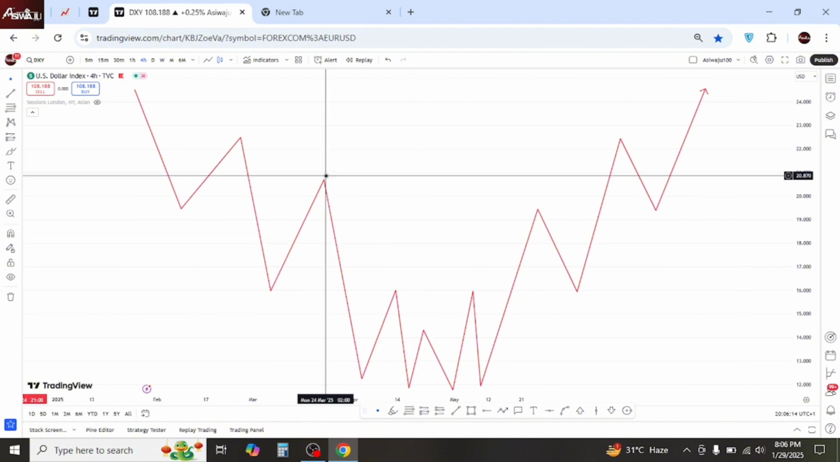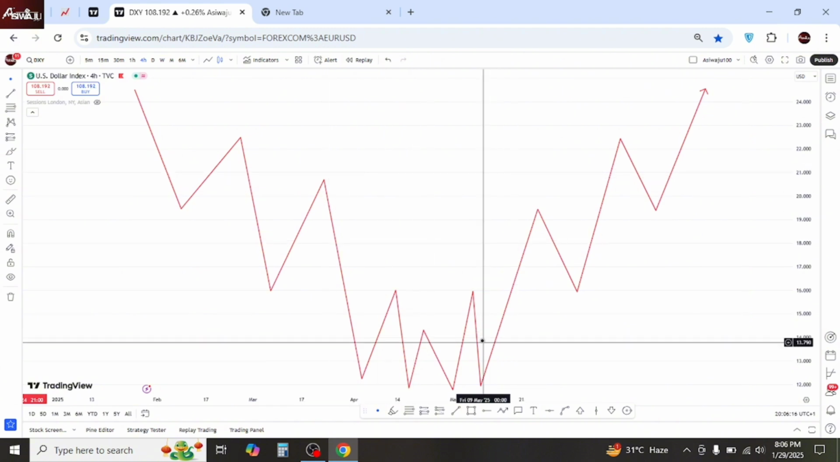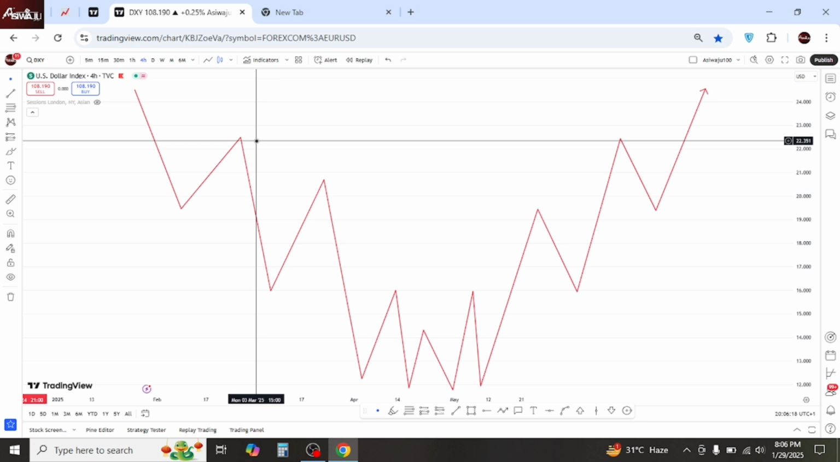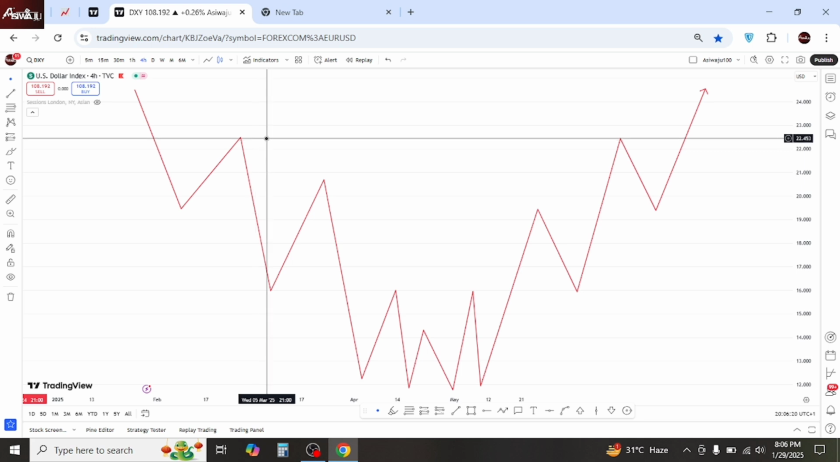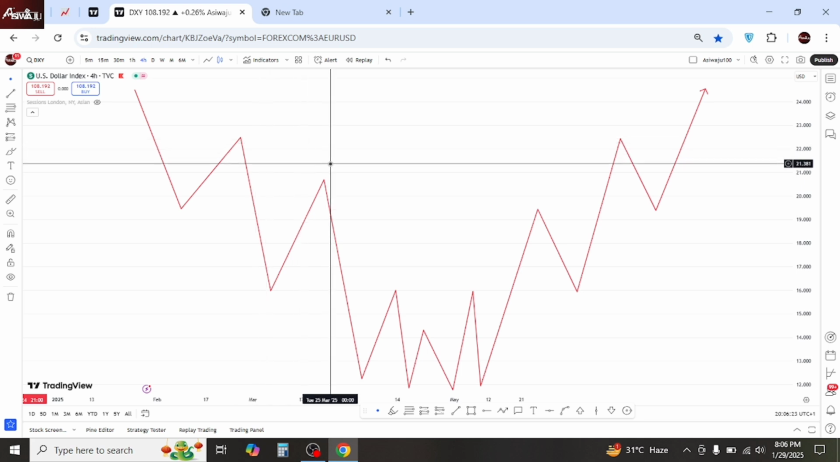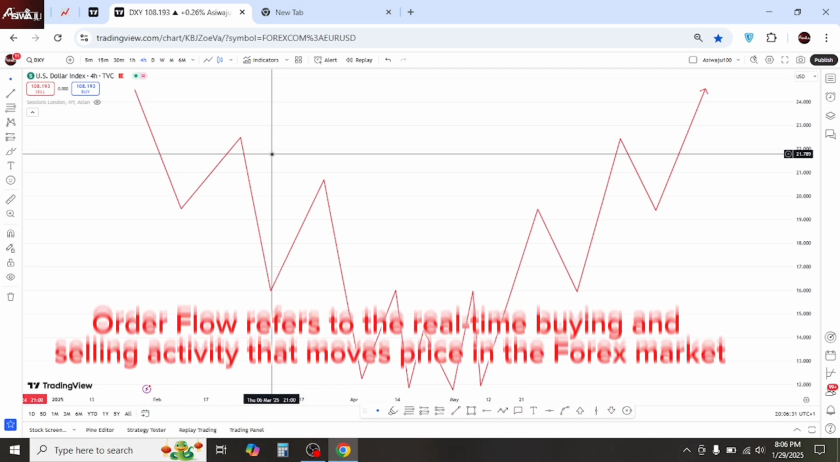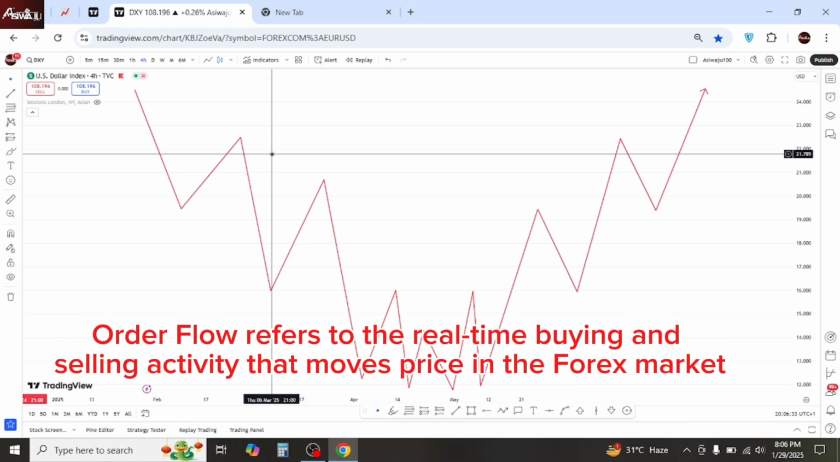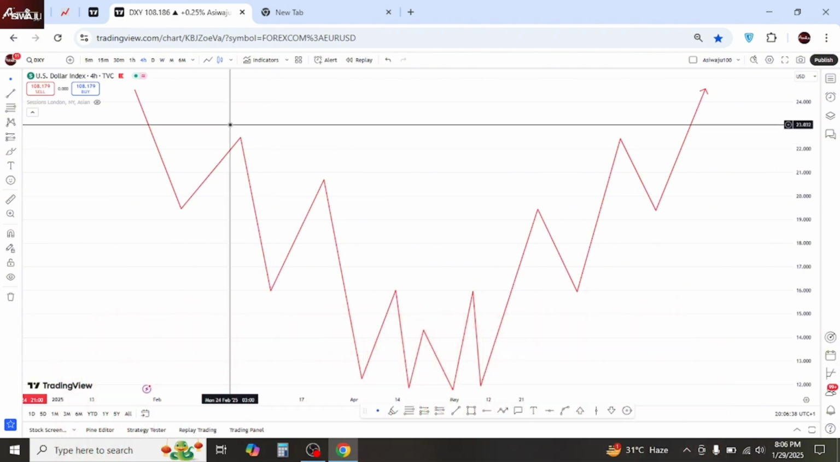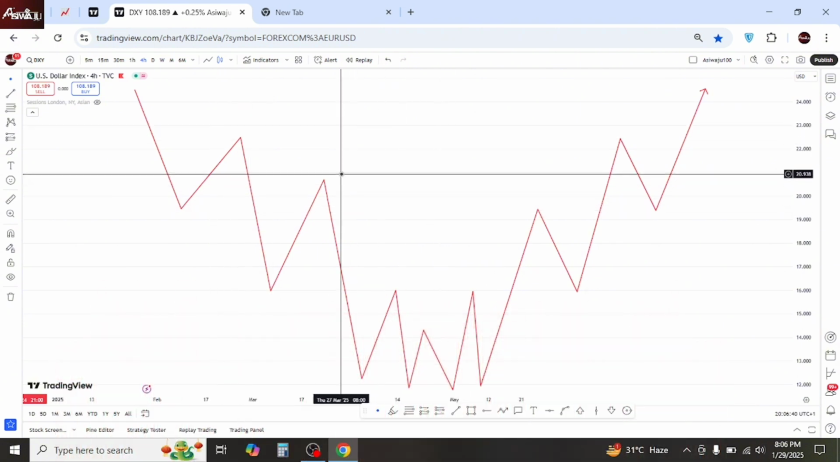When you look at the screen here, at the drawing I have here, what is Forex order flow in the market? As a technical trader, how can you recognize order flows in the market? Order flow simply means the flow of the market, or you can say the real-time buying and selling activities that move price in the Forex market. So just the flow of the market.